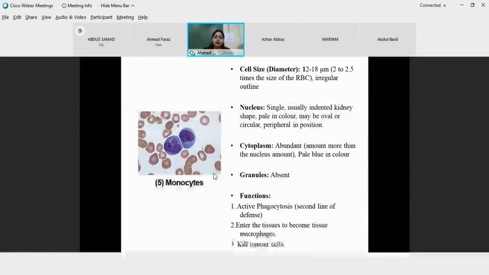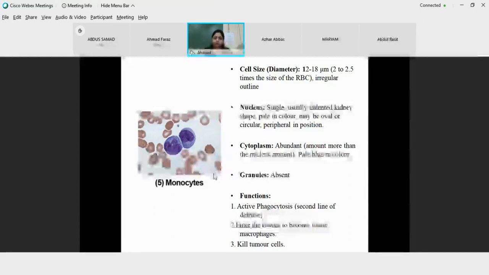The outline is irregular, and the nucleus over here is single, but it is kidney shaped. They are not two lobes. It is a single nucleus, but it is kidney shaped. That is, it is indented or depressed in the center. You can also say that it is a horseshoe shaped or kidney shaped nucleus.